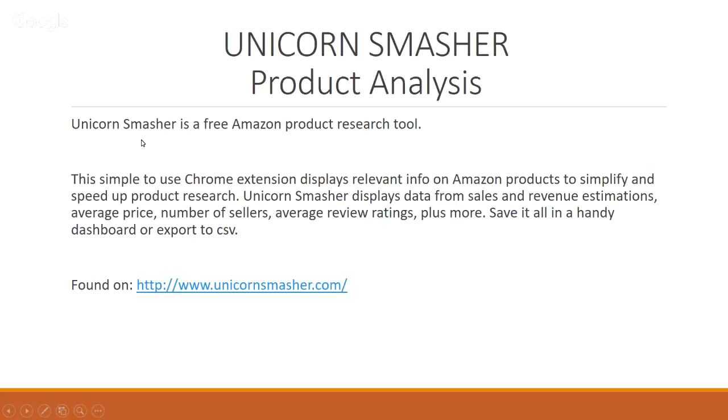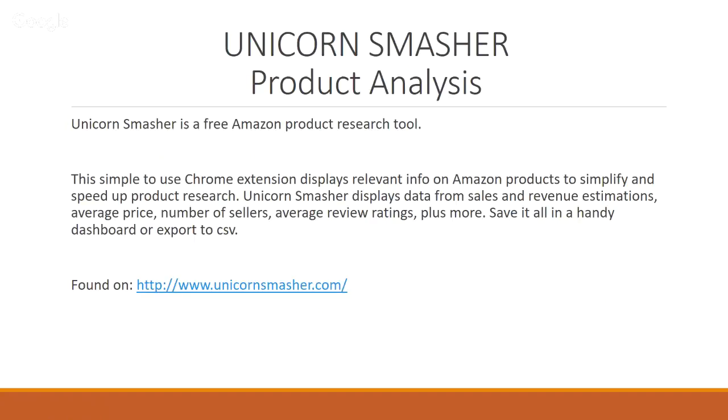So Unicorn Smasher is a free Amazon product research tool, it says here. And again, this is a Chrome extension. So you basically go on to unicornsmasher.com, and there you will see a download now. You put your email and your name in, and they'll send you an email which you can click, and it says download the Chrome extension now. So you download it and install it, and it's a Chrome extension.